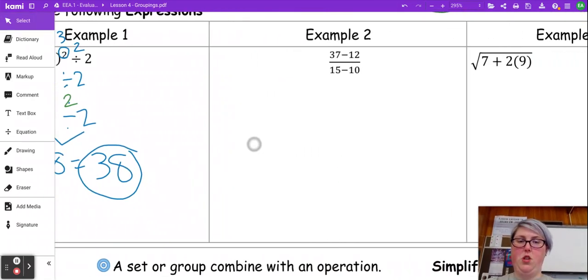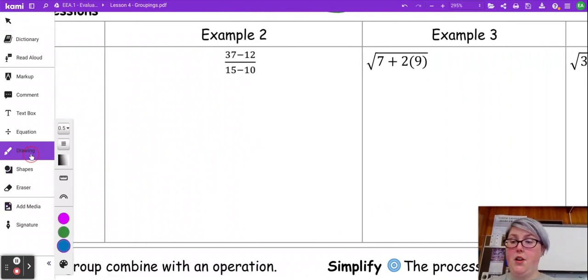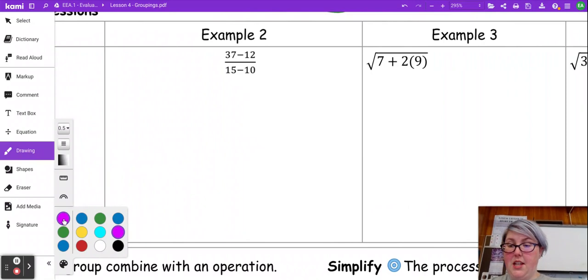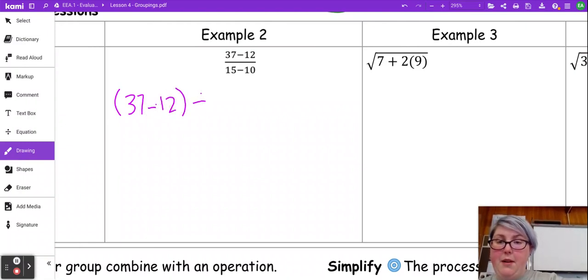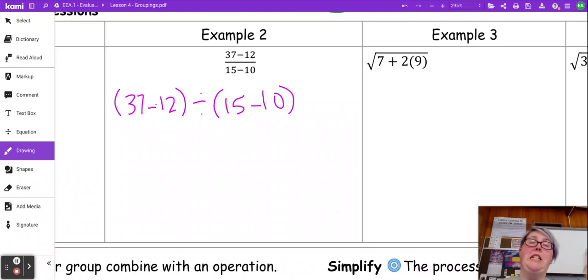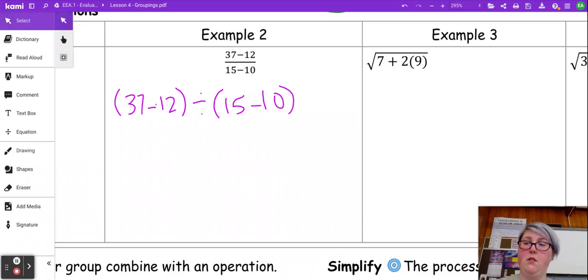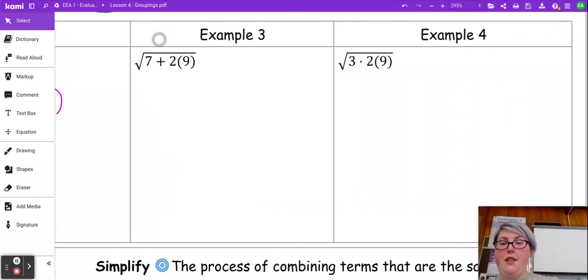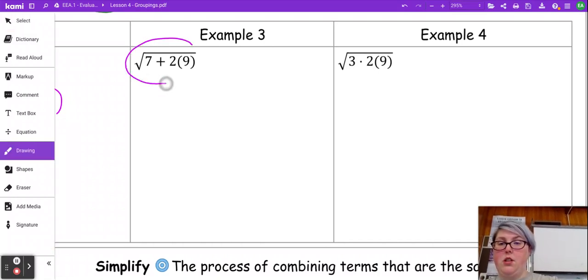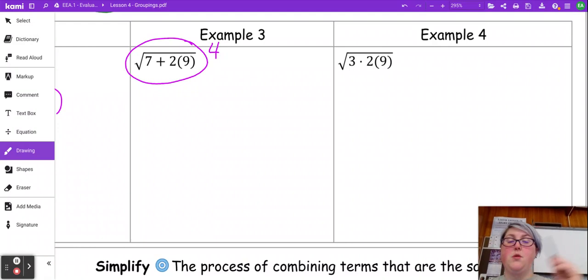Next problem, example 2, you are going to do on your own. Now remember, when we see a fraction like this, we can rewrite it as 37 minus 12 divided by 15 minus 10. Solve example 2 and type your answer into Formative. We're going to move on to example 3, where we have the square root of 7 plus 2 parentheses 9. This whole thing, the square root, is our level 4, so we have to deal with everything inside of it first.